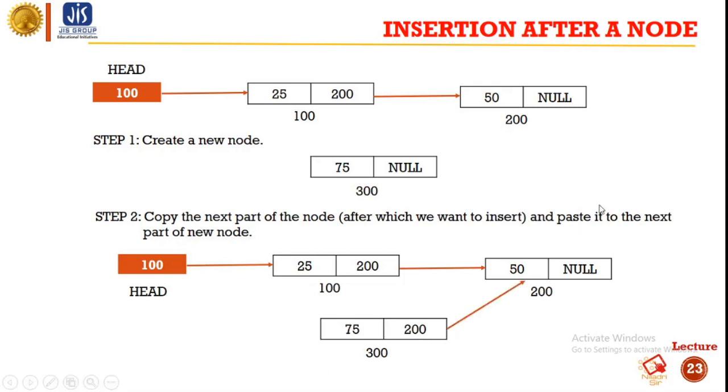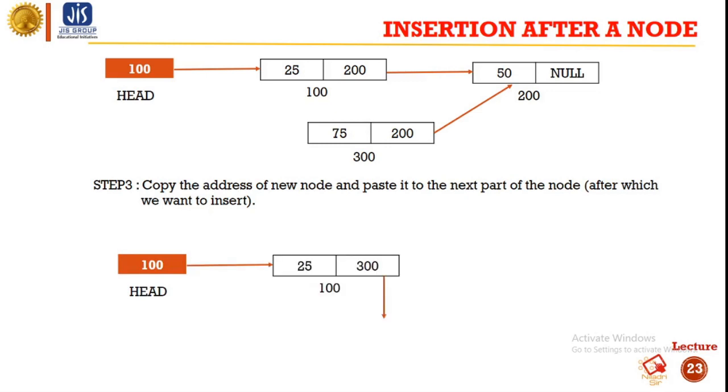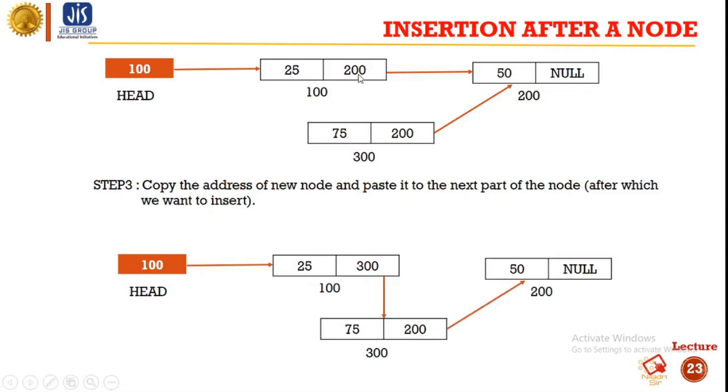It is linked with this one. So after that, we will copy the address of the new node and paste it to the next part of the node after which we want to insert. As you can see, this 300 has been copied and pasted here. So this is the link. This is the example for inserting a node after a node.